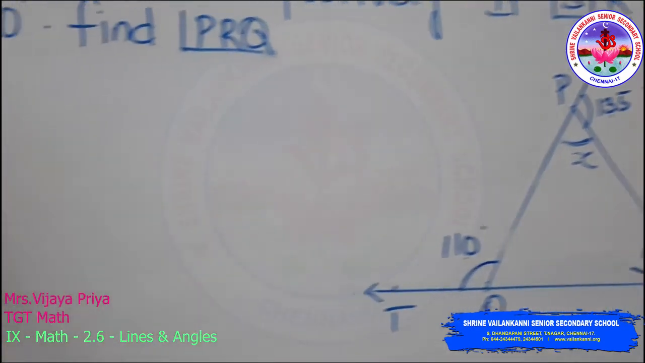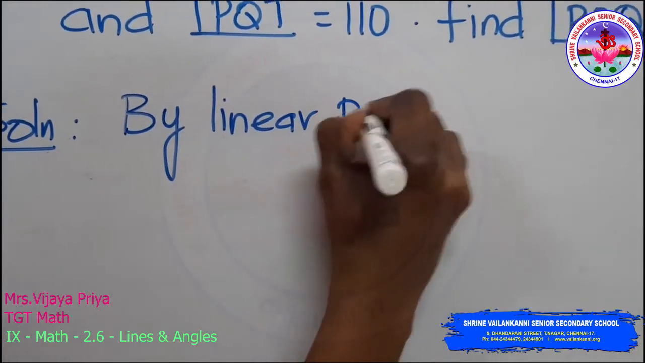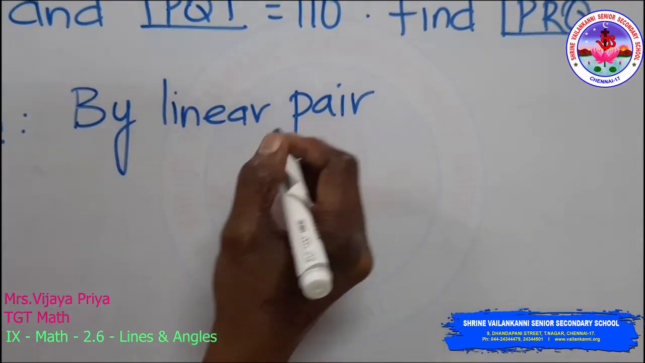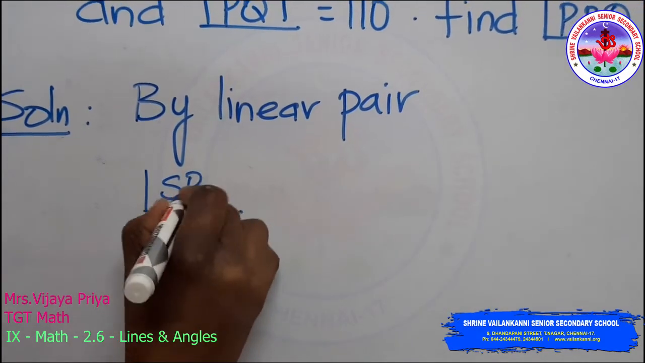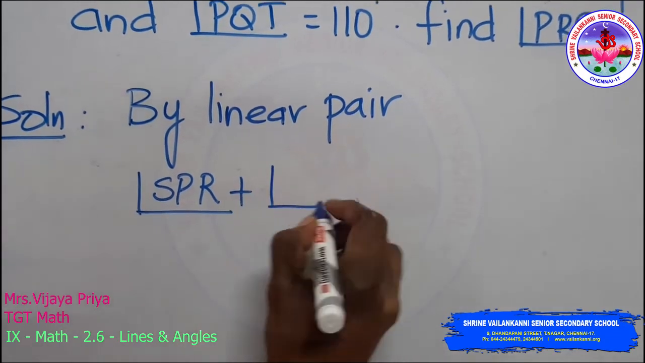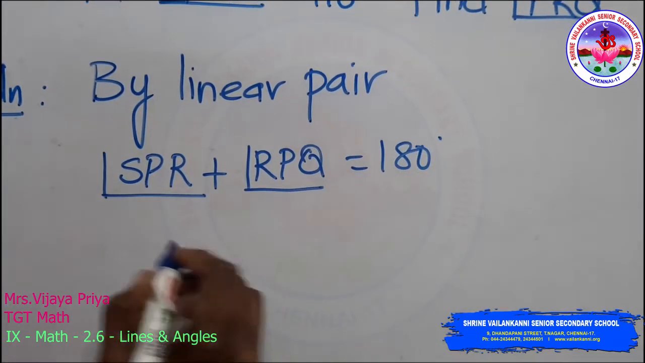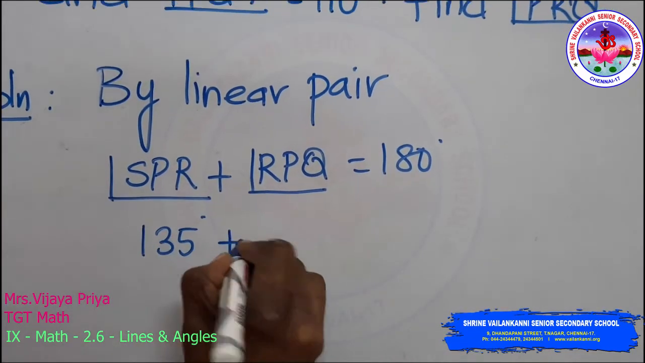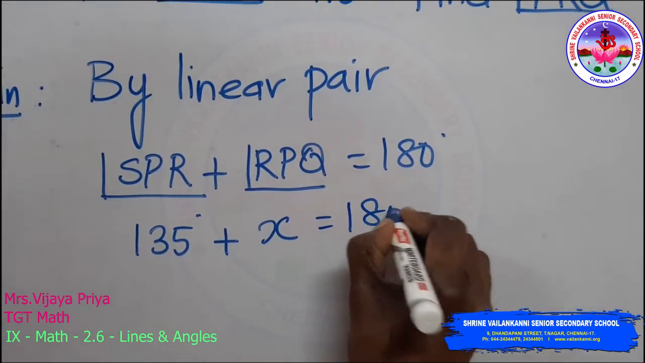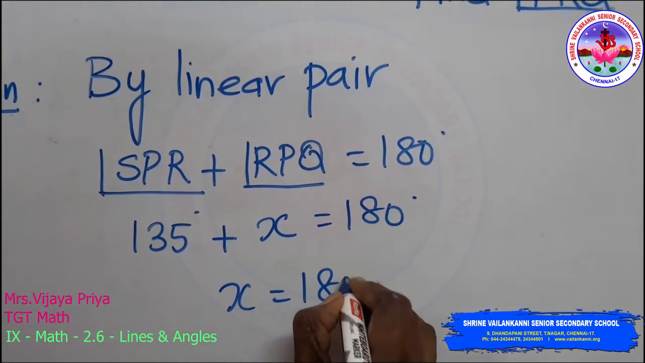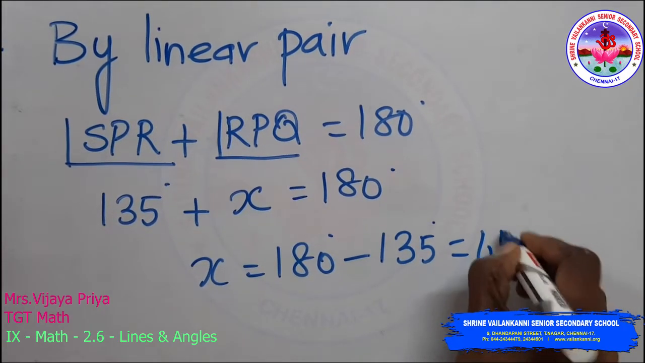Coming to the solution, by linear pair, the sum of two adjacent angles is 180 degrees. My two adjacent angles are SPR plus RPQ, which is equal to 180 degrees. So this is 135 plus RPQ, which I have already named as X, equal to 180. So the X value is 180 minus 135, which is equal to 45.